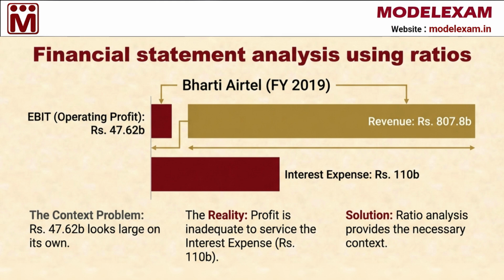Financial data on its own can be misleading without context. Let us look at the case of Bharti Airtel for the financial year 2019. They reported an operating profit or EBIT of rupees 47.62 billion. On its own, this looks like a large number. However, when we compare it to the interest expense of rupees 110 billion, we see the reality. The profit was completely inadequate to service the debt. This is why we need ratios to compare related numbers and get the true context.